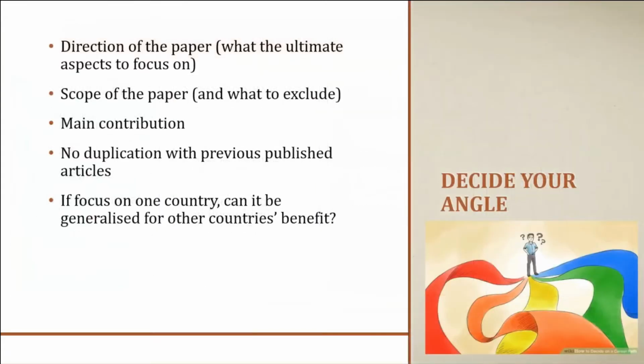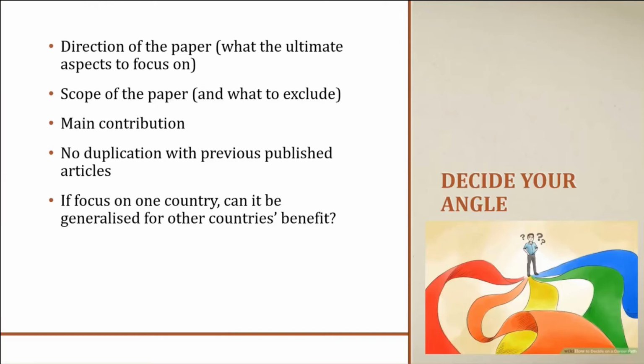Okay, so the first thing first, when you decide on your angle, is the direction of the paper. What is the ultimate aspect that this paper will focus on? Let's say you've already decided it's going to be a conceptual paper. Fine, that is the first decision. Then what is the angle in that conceptual paper? What to include and what to exclude, the scope. If you don't have a scope, your paper will be very superficial because it's just stretched like that. When you write a paper, we don't want it to be monotonous. We want to make sure it goes deeper and deeper. Because of that, you need to know your limitations, what to include and what to exclude.